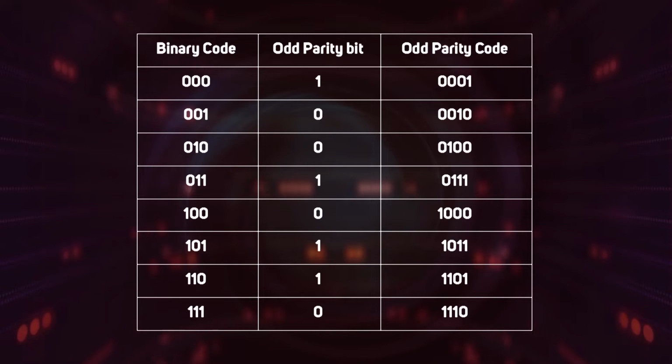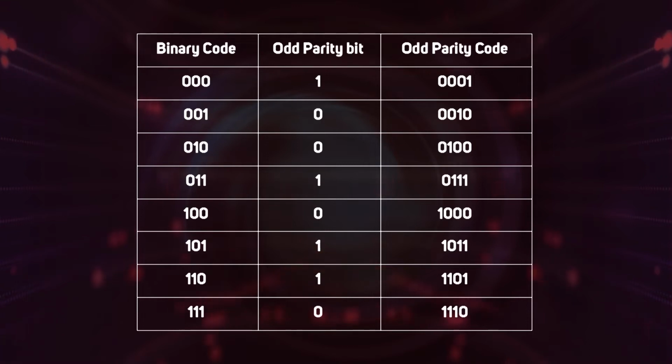Here, the number of bits present in the odd parity code is 4. So, the possible odd numbers of ones in these codes are 1 and 3. So, when you receive a coded data, if the number of ones is not 1 or 3, then it is sure that some error has occurred.